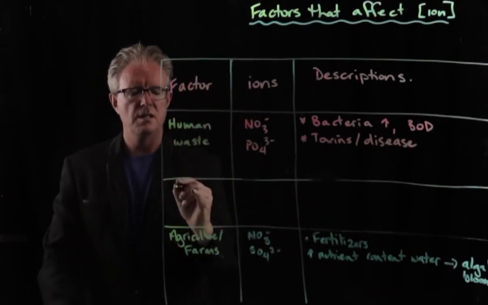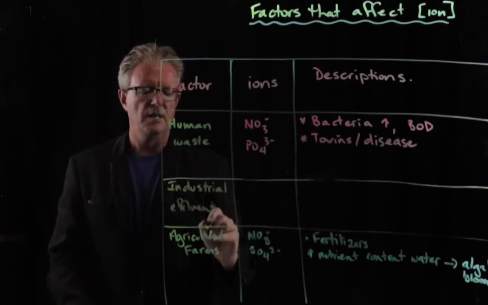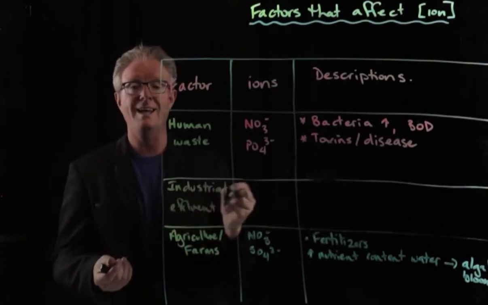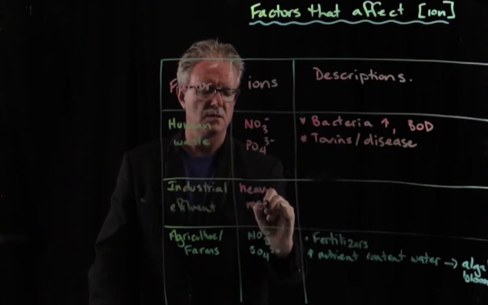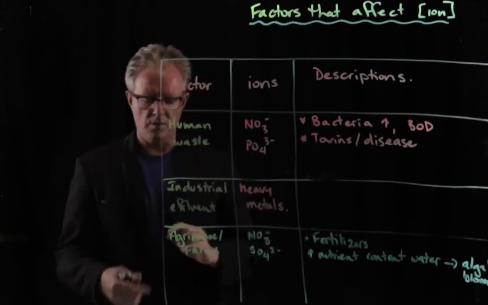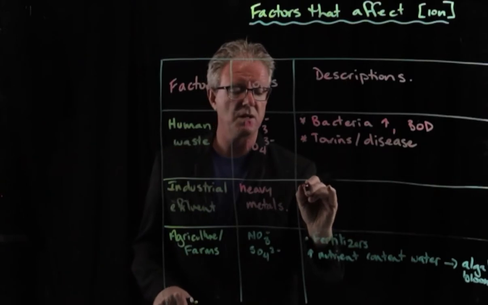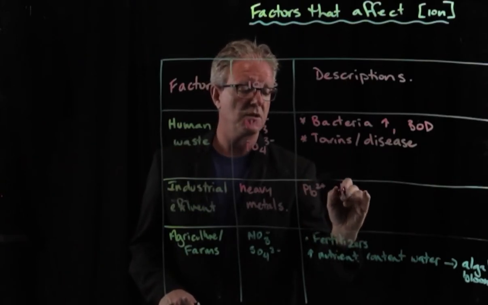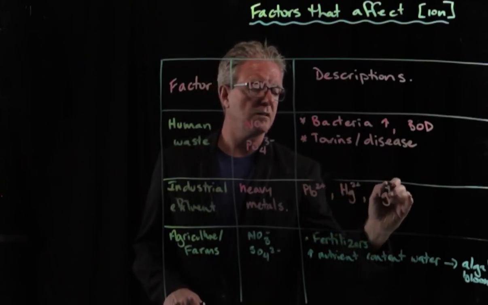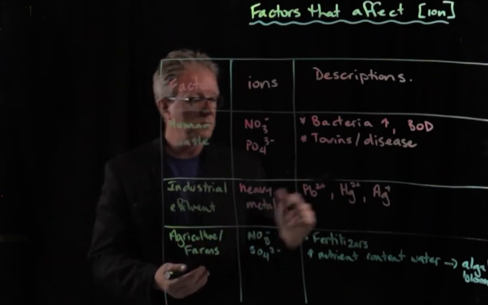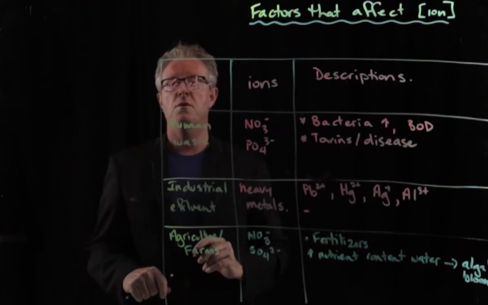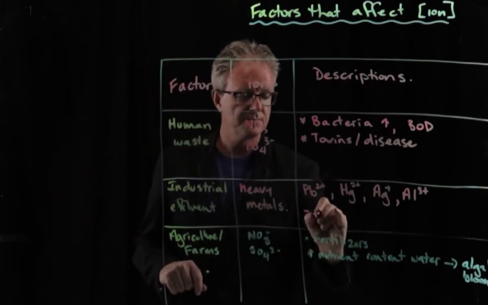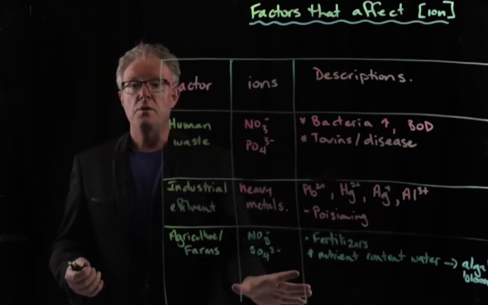Then we have industrial. Now what I mean by here, I'm talking about heavy metals. Right, so we can have heavy metal ions entering, we can get lead, we can get mercury, we can get silver, aluminium. Okay, so all of those ions can enter, and of course that's going to have a problem in terms of heavy metal poisoning. And we talked about that one in the previous section.